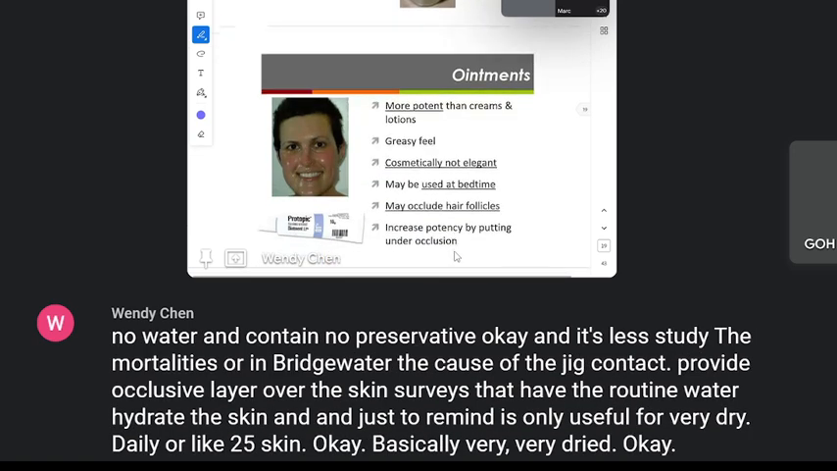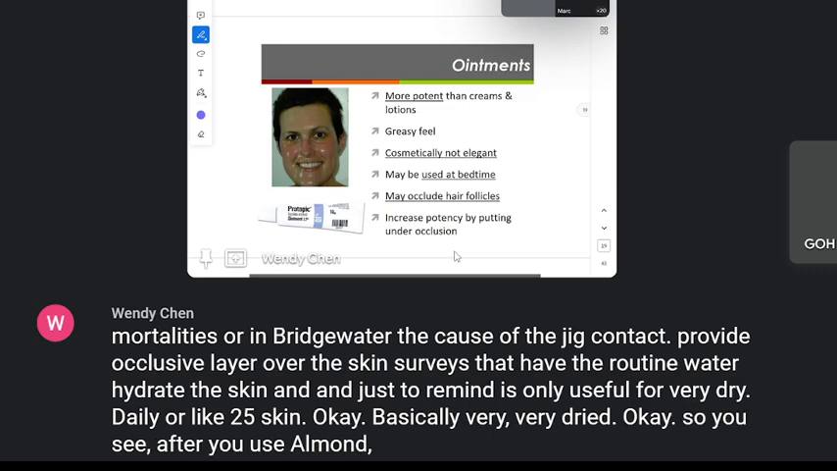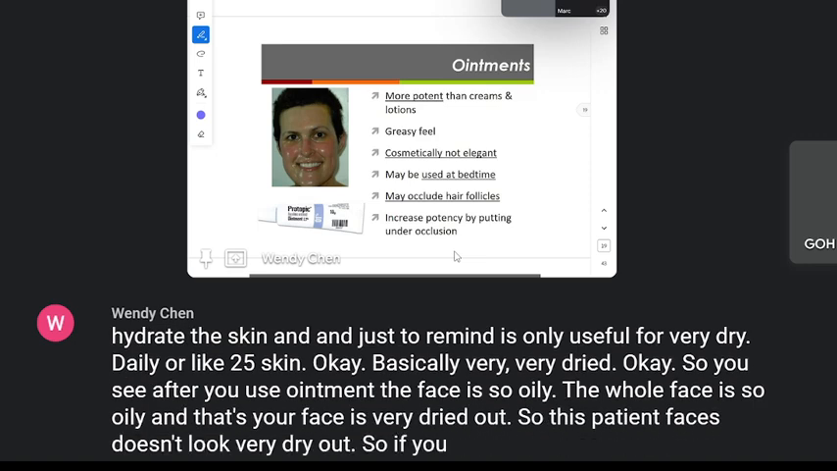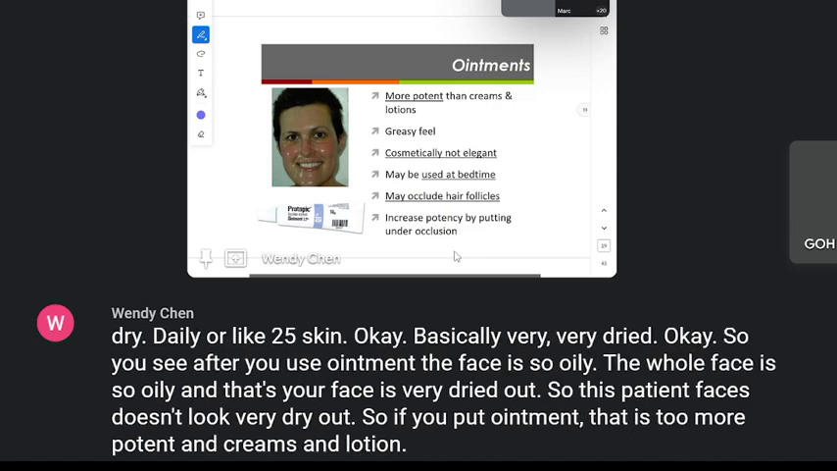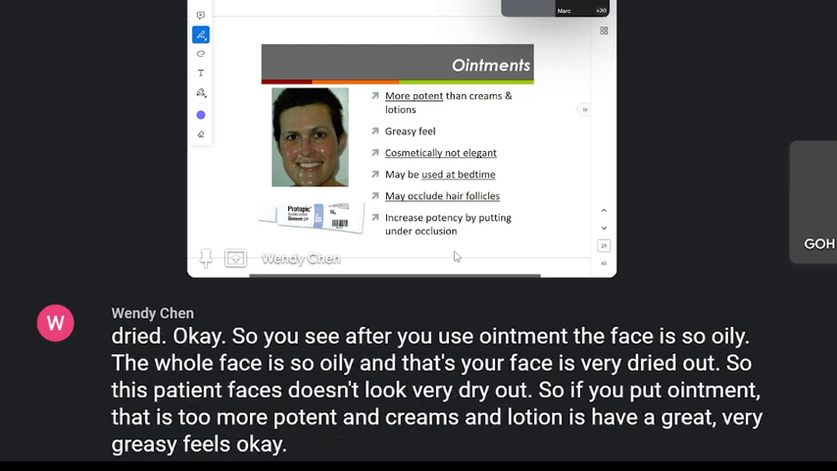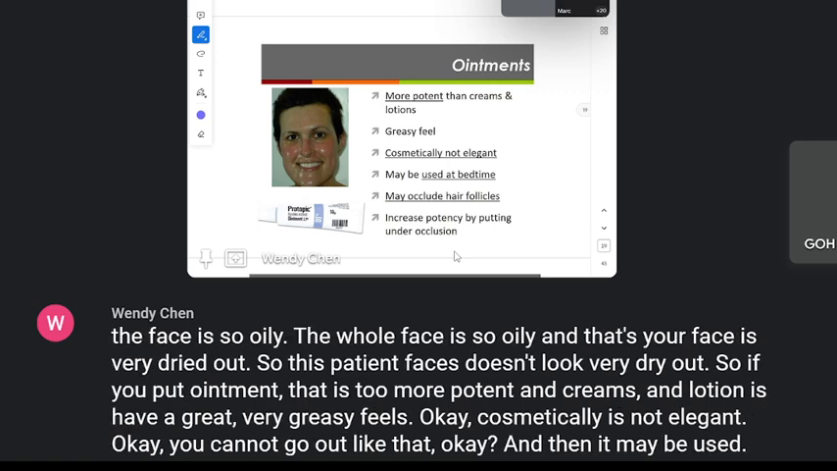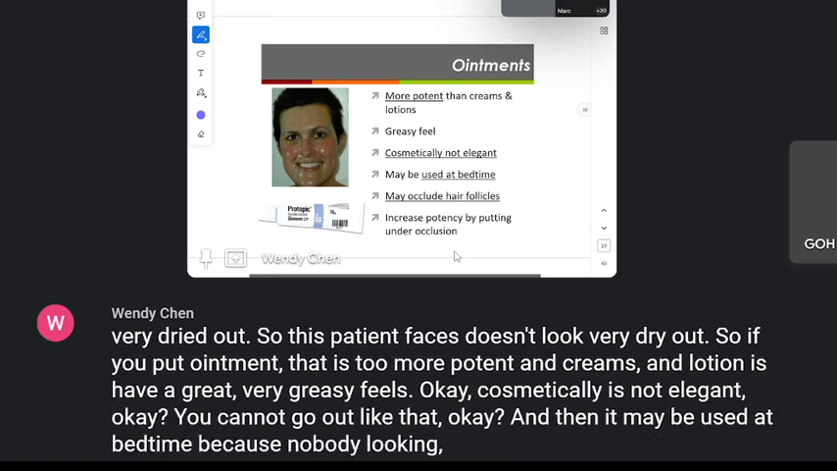Okay, so you see after you use ointment, the face is so oily. The whole face is so oily. Unless your face is very dry. So this patient's face doesn't look very dry, so if you put ointment, then it's too oily. It's more potent than creams and lotions and has a very greasy feel. Cosmetically it's not elegant. You cannot go out like that. It may be used at bedtime because nobody is looking at your skin at bedtime.